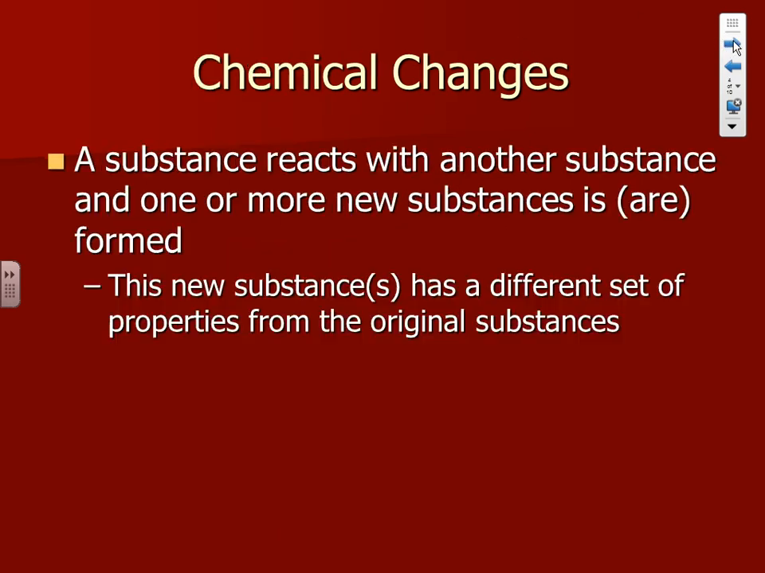The other type of change we talk more about is chemical changes, right? Chemical changes are something that we have talked about pretty extensively in the last unit, dealing with chemical reactions. A substance reacts with another substance, and one or more new substances are formed. The new substance has a different set of properties than the original substance. And earlier in the period, we talked about how that is one of the characteristics of making a compound, right? We take two things and we make something new, something that has a different set of properties.